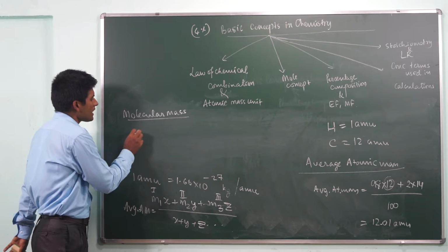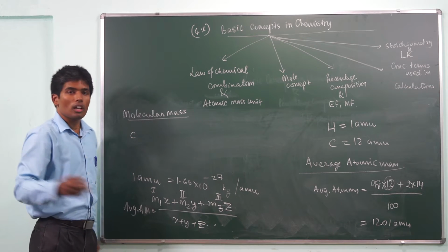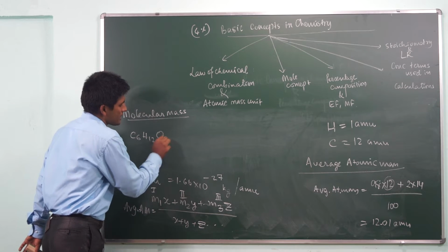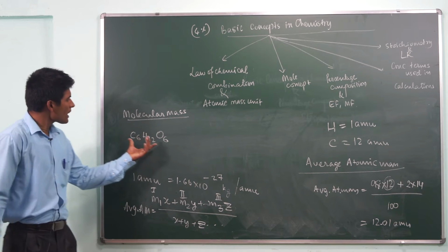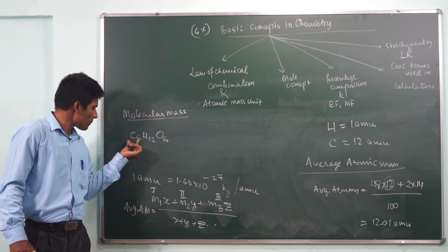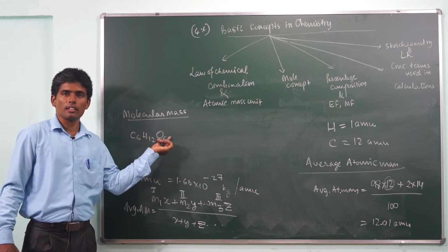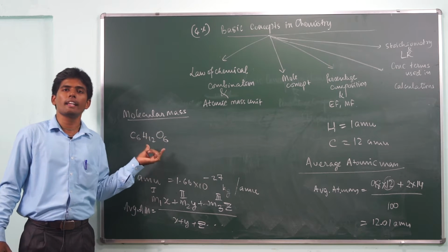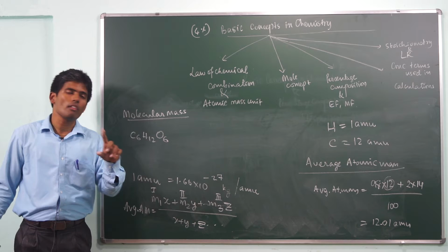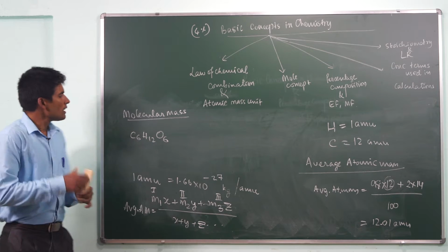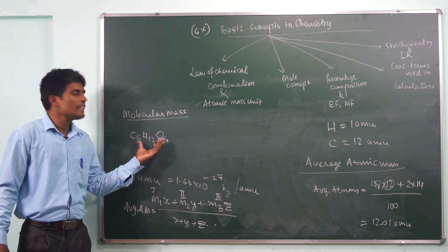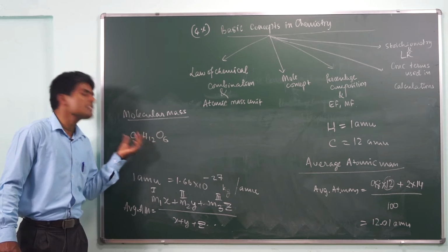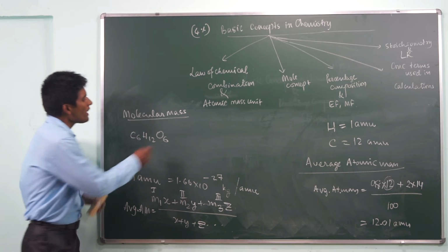So let us take the example of glucose, which you all are aware of, that is C6H12O6. So this is a compound made up of carbon, hydrogen and oxygen. I have 6 carbon, 12 hydrogen and 6 oxygen combining to give one molecule of glucose. Now molecular mass is simply the addition of the atomic masses of all these atoms. So it is very simple.